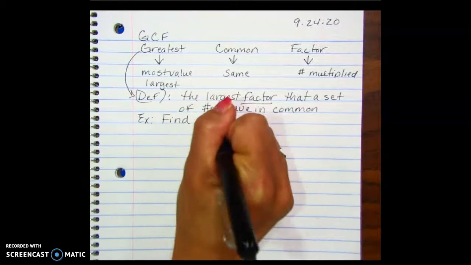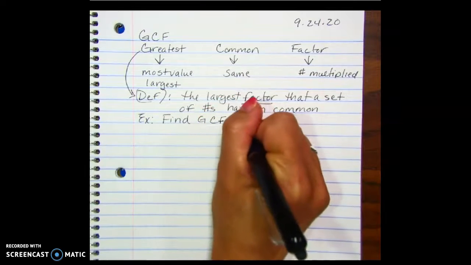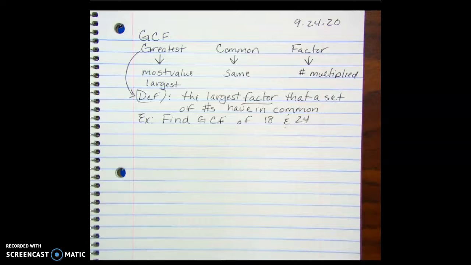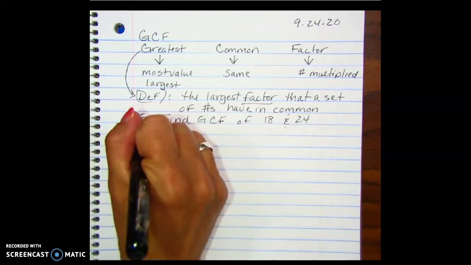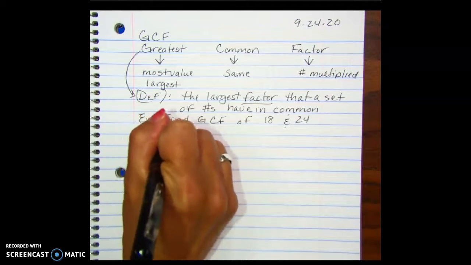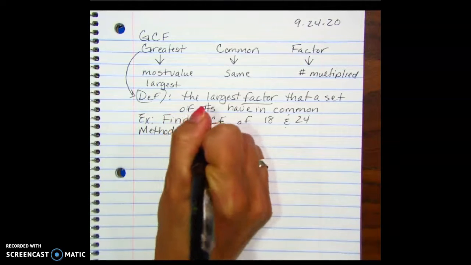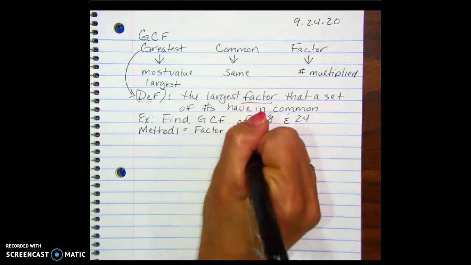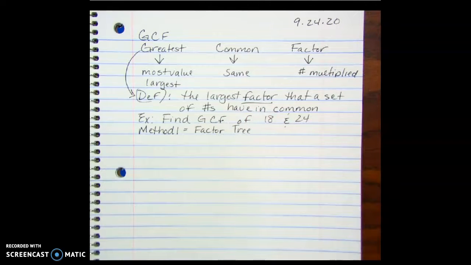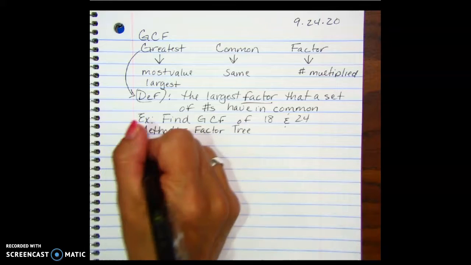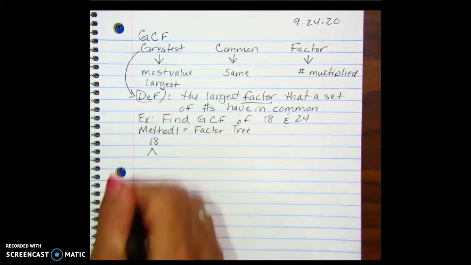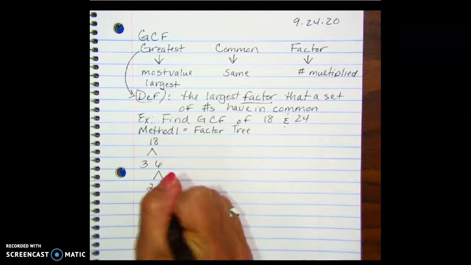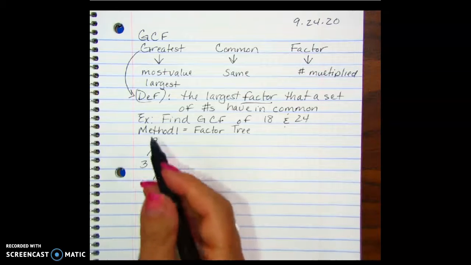Find the GCF of 18 and 24. Okay, so method 1 is the factor tree. We learned this when we were doing prime factorization. But instead of circling our prime numbers, we are going to circle our common factors. So I'm going to start with 18. 18, we have 3 and 6. Then we have 2 and 3. These are all the factors of 18, and of course 1.